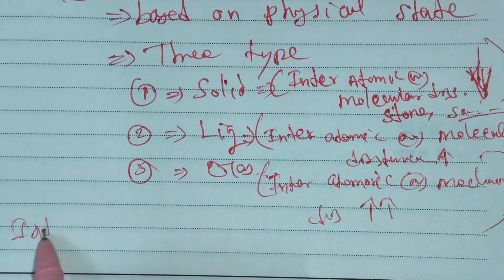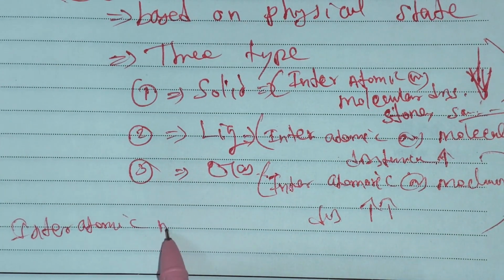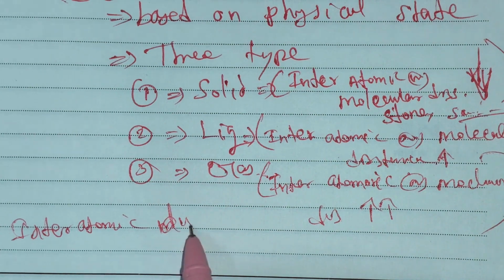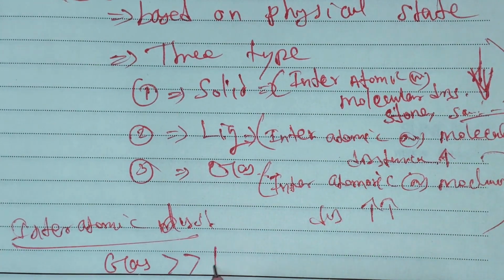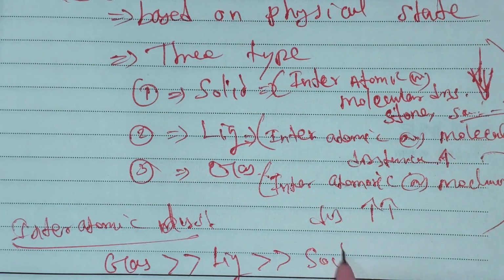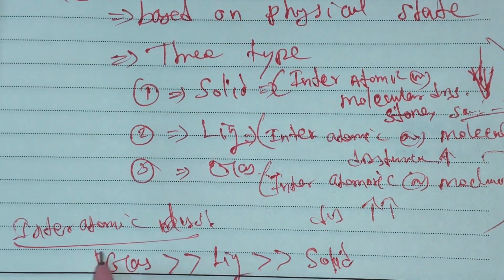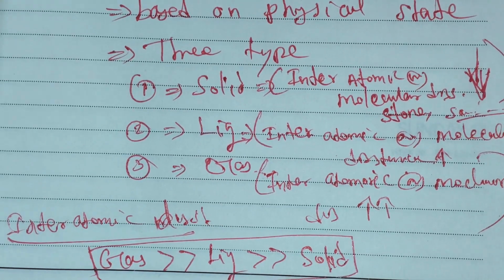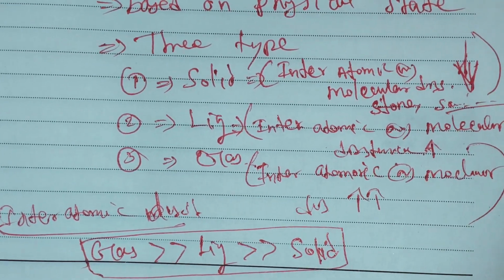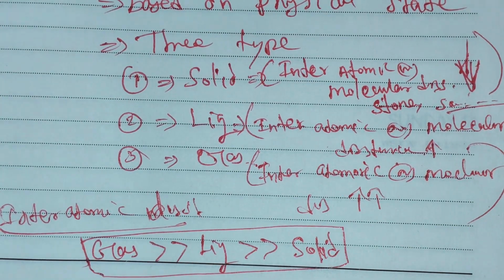The distance in gas is much higher than in liquid, and the solid has the smallest distance. That's why a solid cannot be compacted or compressed, because the solid is already very closely packed. One molecule to another molecule, or one ion to another ion, the interatomic distance is very less, so we cannot apply pressure.